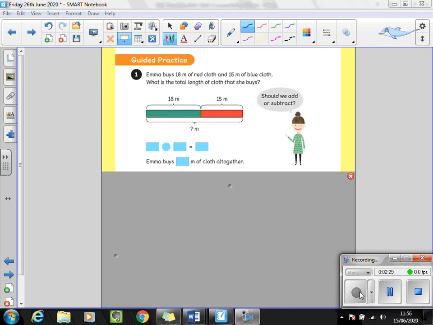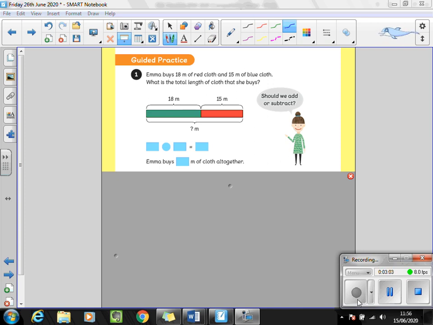Now I'm going to do these guided practices with you today, but you're going to have a go at them first. So let's look at question 1. Emma buys 18 meters of red cloth and 15 meters of blue cloth. What is the total length of cloth that she can buy? Have a look at the bar model that you're given and the empty equation. And think about, first of all, should we add or subtract? Now talk to your adult and have a go at solving this. Pause the video before I reveal the answer.